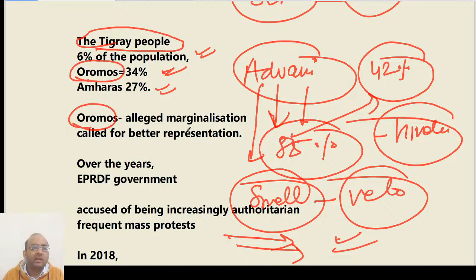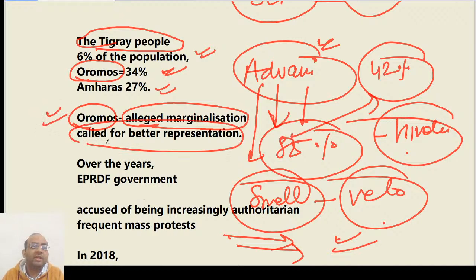Oromos believe that Tigray people are marginalizing them. Similarly, Advani said that Hindu khatre mein hai. Hindus are in danger. Hindus are being marginalized. Muslims are being appeased. Muslims are given unfair benefits. Similarly, Oromos say we are being marginalized. And they call for greater representation. Just like Advani says, a greater number of Hindus should be elected to the Lok Sabha and state legislative assemblies. Similarly, Oromos say the same thing.